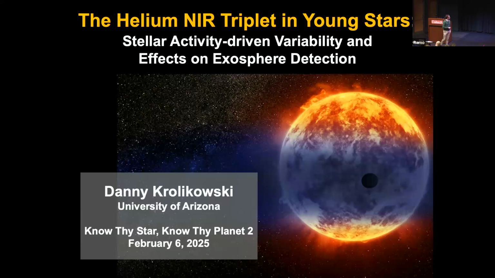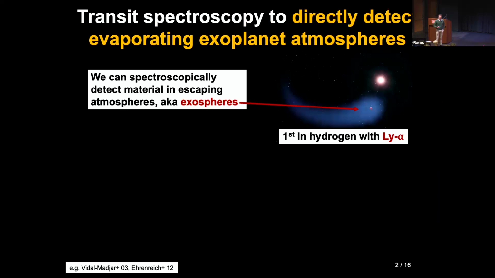So when I say detecting an exosphere, what do I mean? I just mean that we're doing transit spectroscopy to detect atmospheric mass loss. If you have a planet that has an evaporating atmosphere, as it passes in front of its host star, that cloud of material will imprint a spectral signature. This was first done for detecting hydrogen exospheres in Lyman alpha. But Lyman alpha provides some difficulties in observations.